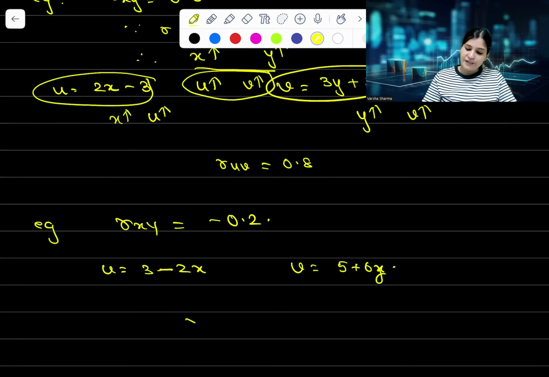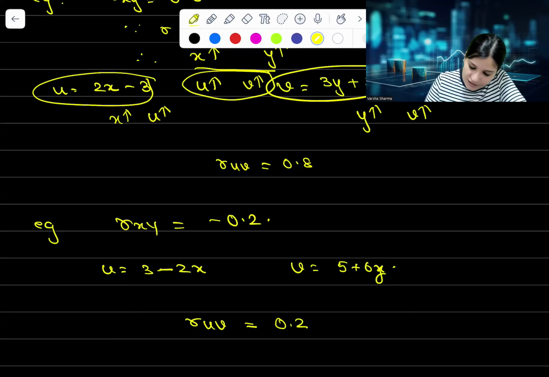Okay. Now we need to find out RUV. X is multiplied by a negative number, Y is multiplied by a positive number. So the sign is different in both cases. Whatever the original value of R was, change the sign this time. So my answer will be plus 0.2. The value will never change. The only thing that can change is sign.